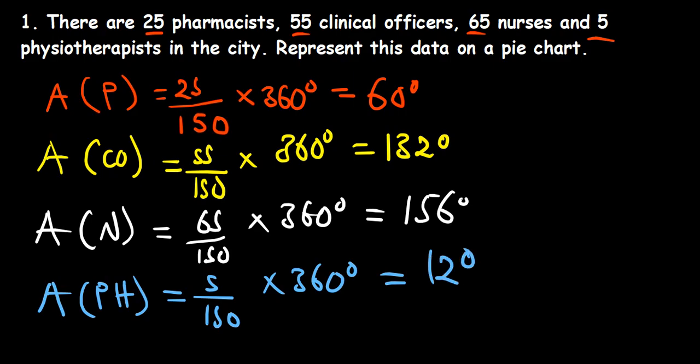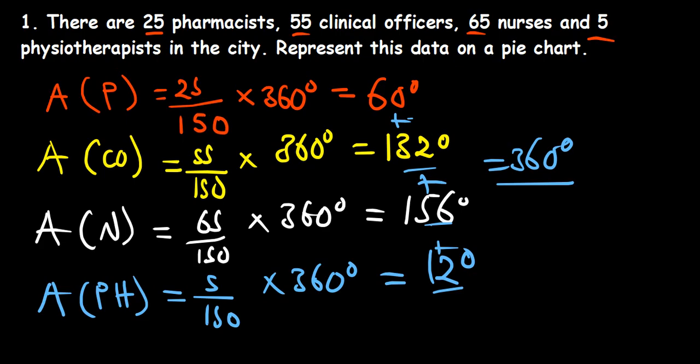Okay, so these are our portions or our angles that we are going to use to draw up this pie chart. So you can see that we have 12 here, 156, 132, and 60. So make sure that when you add all these angles here, your total should be what? 360 degrees. Okay, so let me try to add this on my calculator. Okay, it's giving me 360 degrees.